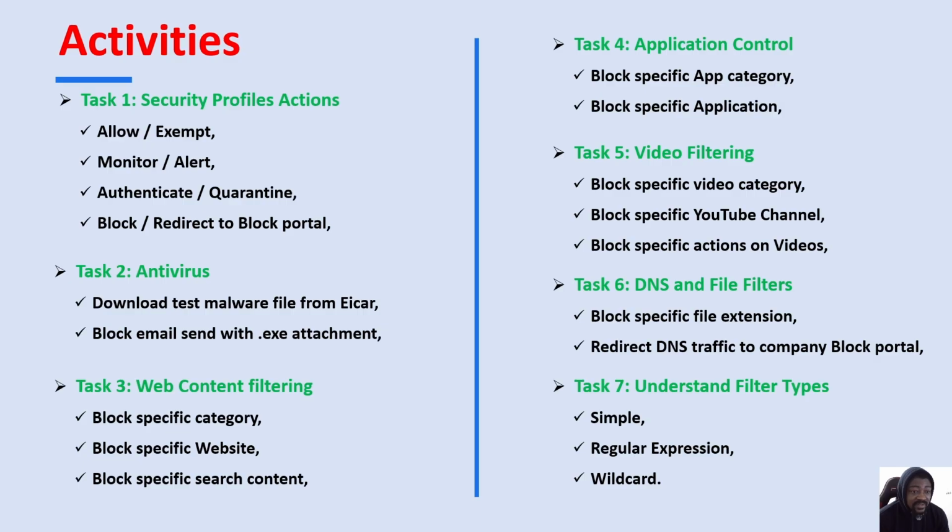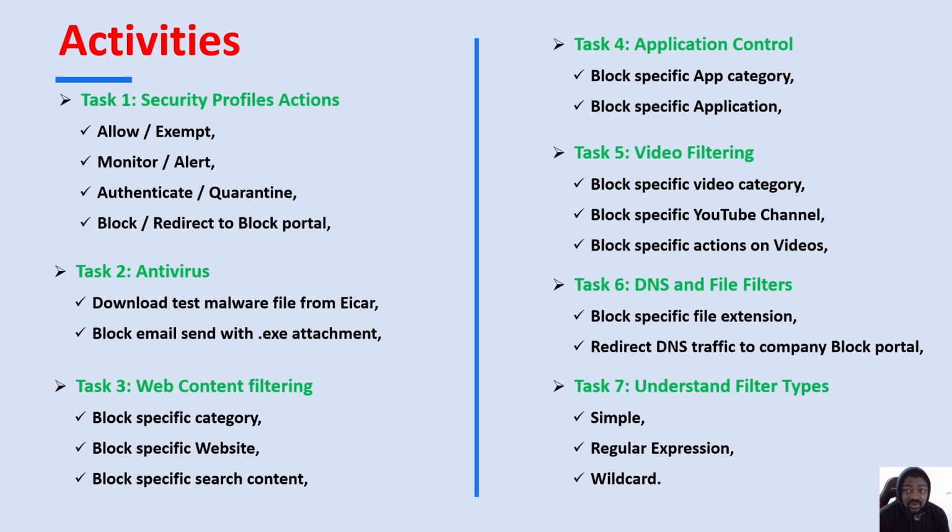Task 2, we'll talk about antivirus. We'll see how to download a test malware file. We'll see how to block email that is sent with a .exe file as an attachment. So we'll see that. We'll talk also about task 3, which is web content filtering. We'll see how to block any specific web category. We'll see how to block a website. We'll see how to block a specific search content on your network.